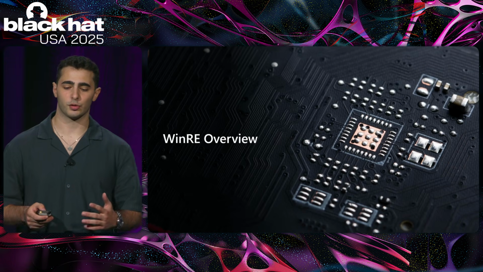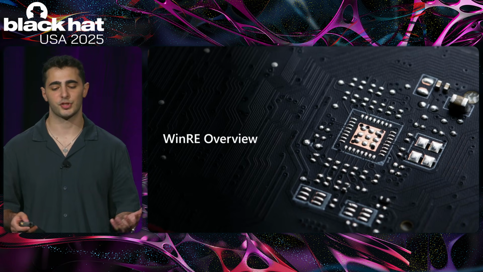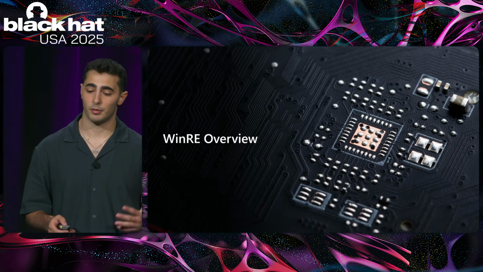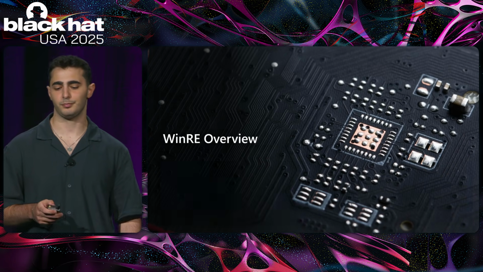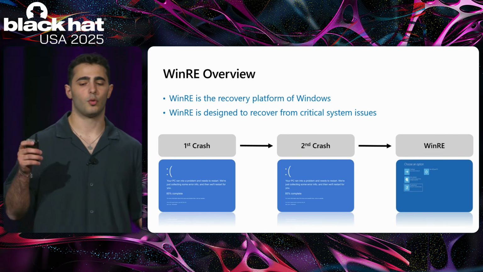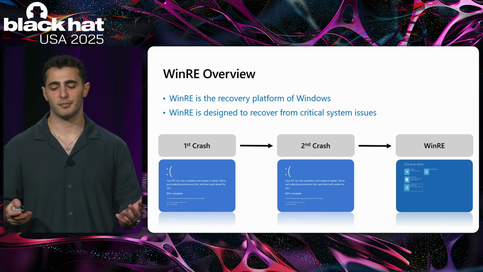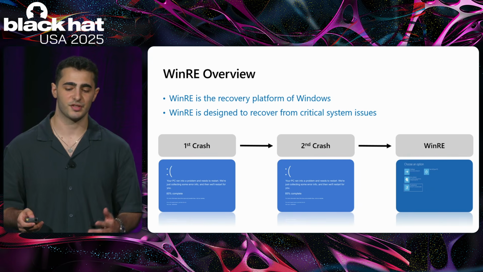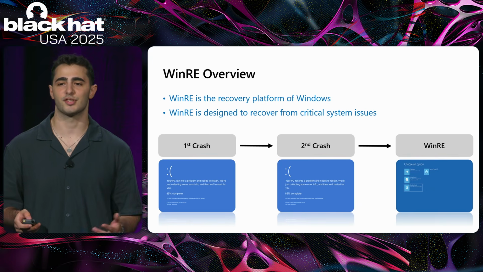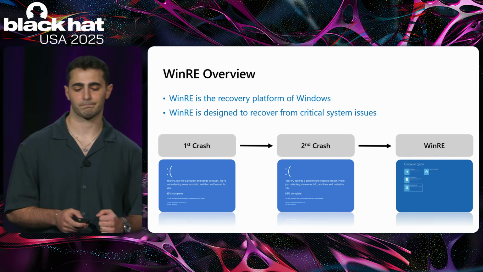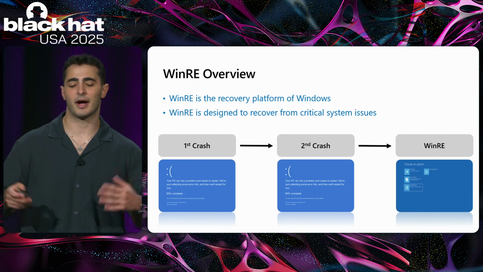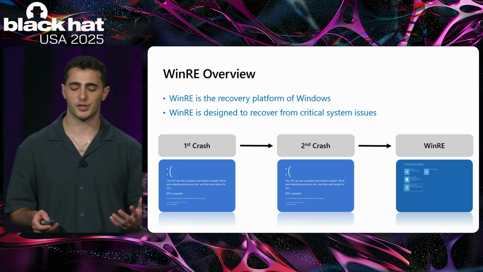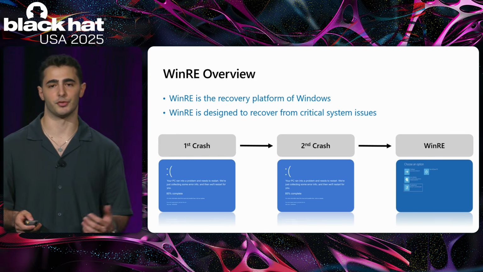So let's take a closer look at WinRE, what it is, how it functions, and which areas present the most promising opportunities for vulnerability research. So WinRE is Windows' recovery platform. It's designed to address critical system issues such as startup failures, persistent crashes, BitLocker errors, and more. For instance, if your machine crashes, WinRE is responsible for analyzing the issue, identifying corruptions, and resolving it by using its recovery tools.